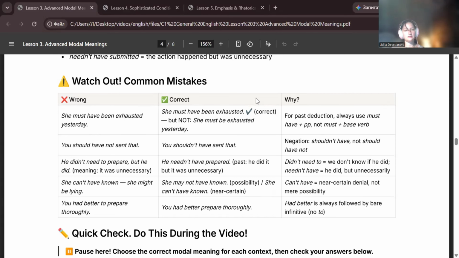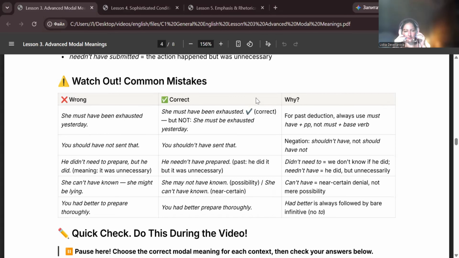You should have not sent that. You shouldn't have sent that. Shouldn't have, not should have not. He didn't need to prepare, but he did. It was unnecessary. He needn't have prepared. He did, but it was unnecessary. He didn't need to. We don't know if he did.